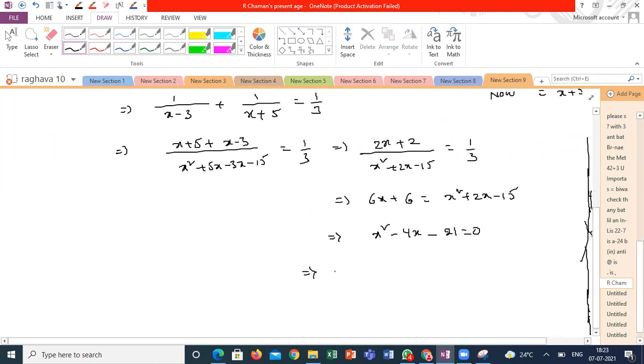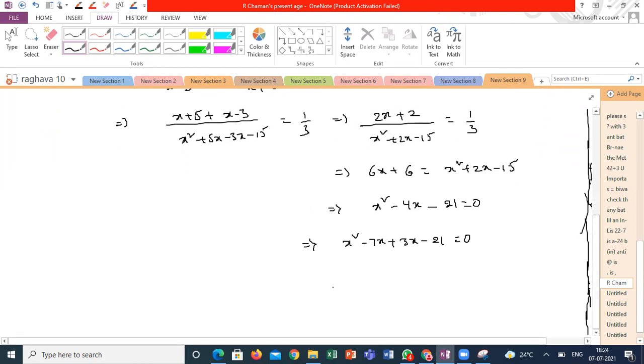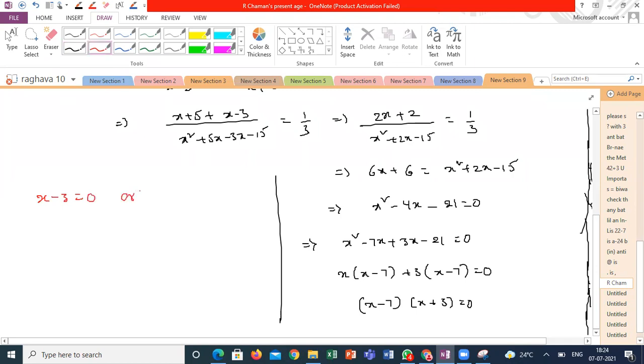Yes, sir. So I'm taking x square minus 7x plus 3x minus 21. I'm using the factorization method. If you want, you can use the formula method, because you are not restricted to a particular method. Taking x common, x minus 7; taking plus 3 common, x minus 7 is equal to 0. So x minus 7, x plus 3 is equal to 0. From here, x minus 7 is equal to 0 or x plus 3 is equal to 0. So x is equal to 7 or x is equal to minus 3.